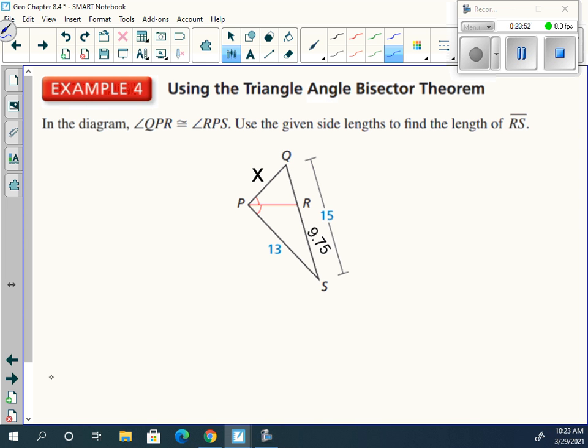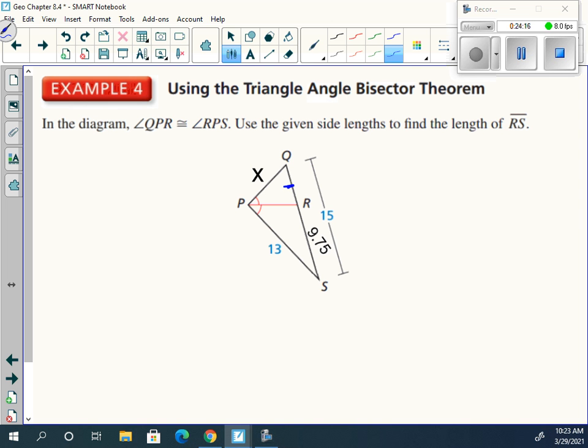Because for us to be able to solve this, we're going to need to know what the length of QR is. And there is one on the assignment where you're going to have to do this step. Because for us to set this proportionality up, we're going to need to know what QR is, RS, QP, and PS. We need to know all four of these lengths to be able to solve.